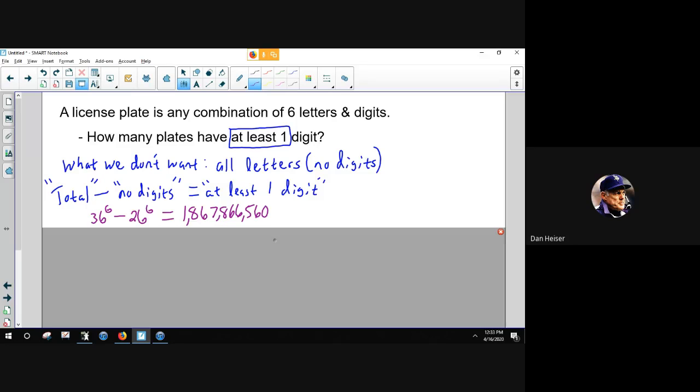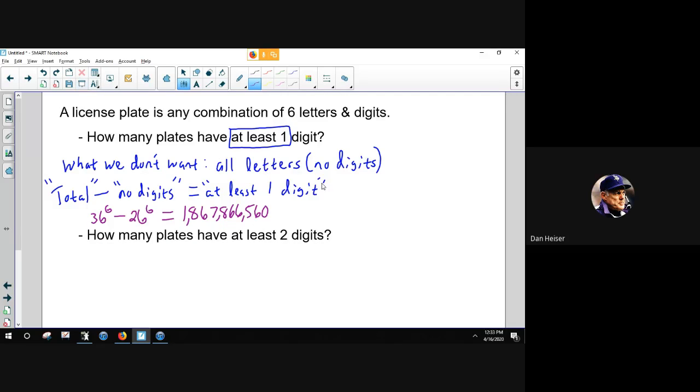Again, here was our strategy. Calculate the total number of license plates that can be made from this criteria, 36 possibilities for each position. Subtract the ones that we do not want. And then what we're left with is this.